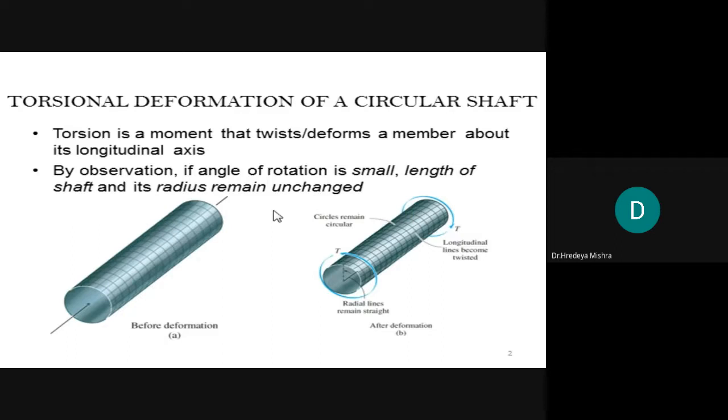So in this particular diagram, we can see the first diagram before the torsion, and the second diagram after the torsion. Okay, and we already performed the torsion test in the wheel lab.